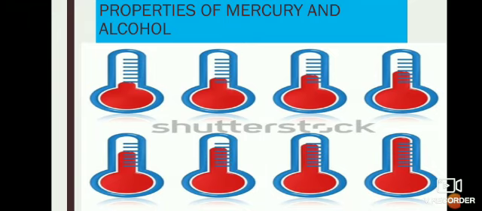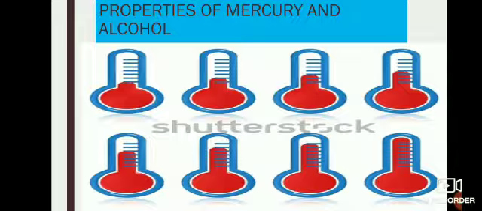Properties of mercury. Its expansion is uniform. For equal amounts of heat, it expands by equal lengths. It is opaque and shining. It does not stick to the sides of the glass tube. It is a good conductor of heat. It is easily available in pure state. Let us see the properties of alcohol also. It can record very low temperatures. Its expansion per degree Celsius rise in temperature is very large. It can be colored brightly and hence is easily visible.